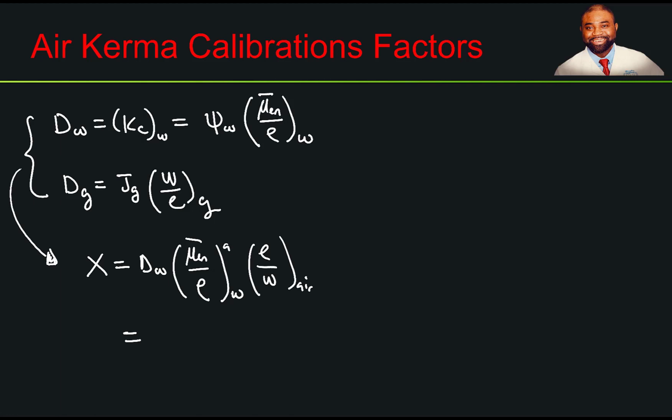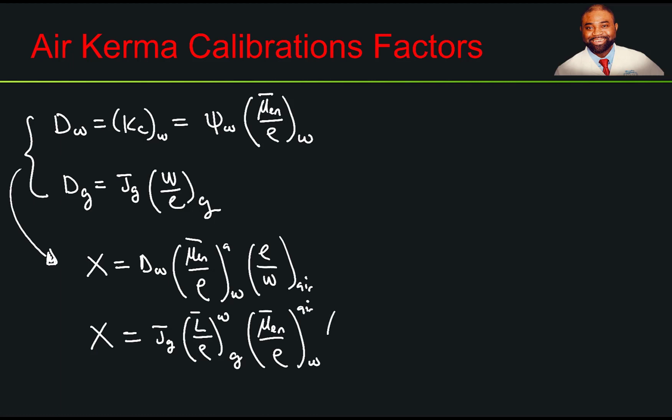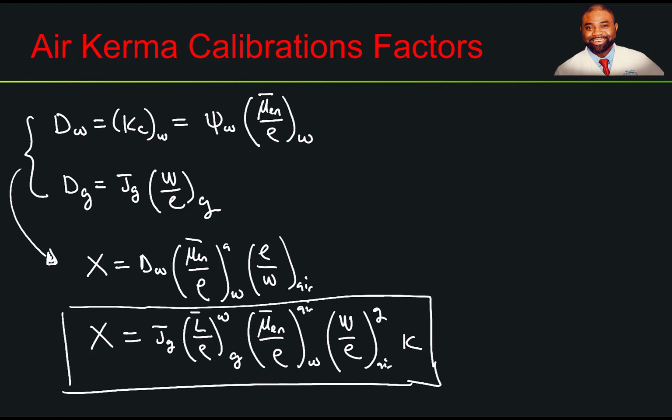which essentially will mean that X is equal to J gas multiplied by the ratio of the restricted mass collision stopping power of wall to gas multiplied by a ratio of the mass absorption coefficient of air to wall multiplied by the ratio of gas to air multiplied by a constant K. Now, the constant K itself represents a variety of correction factors.